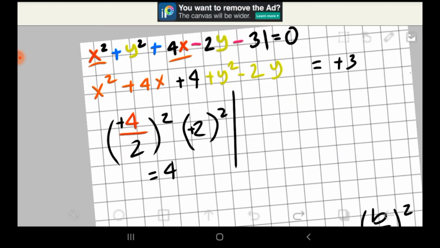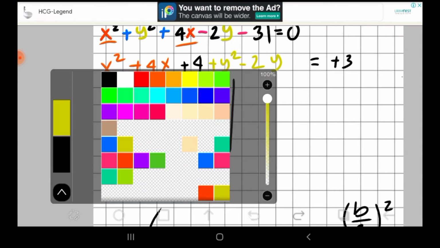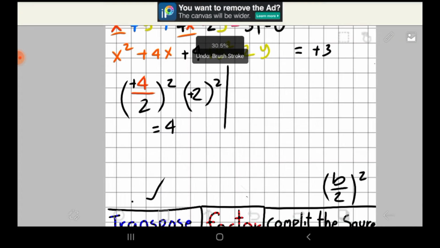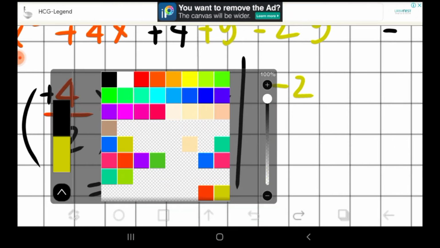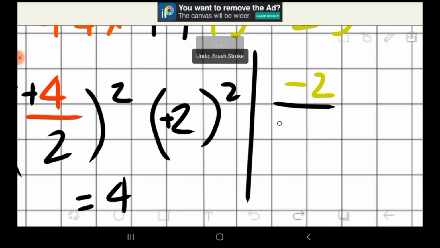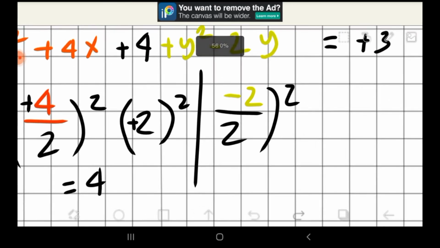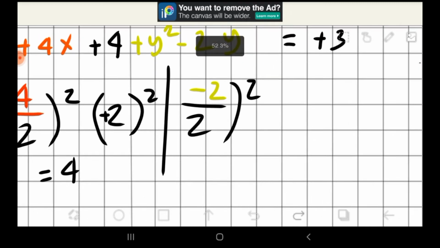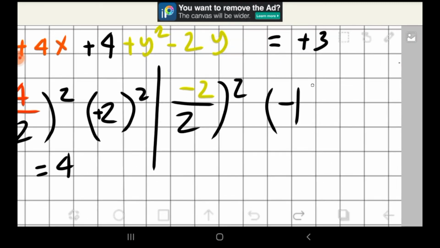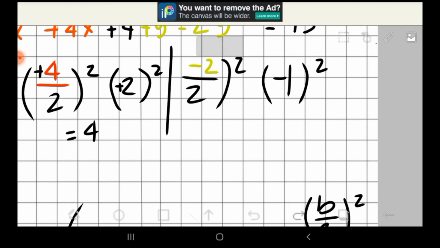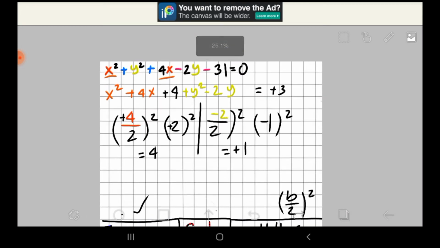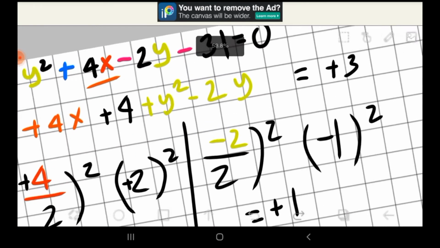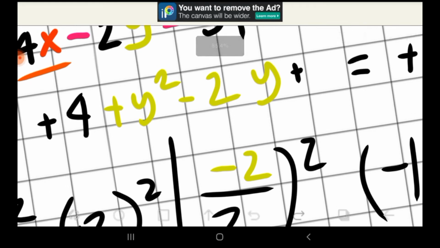Now we'll find the constant of y-axis. Like what we did to the x-axis, we will use the second term, or the b. So we'll swap the b on it. So it's negative 2 over 2 squared. So negative 2 divided by 2 is negative 1 squared. So 1 times 1 is positive 1. So we find the constant of y-axis is positive 1.